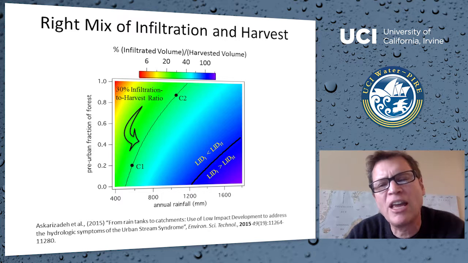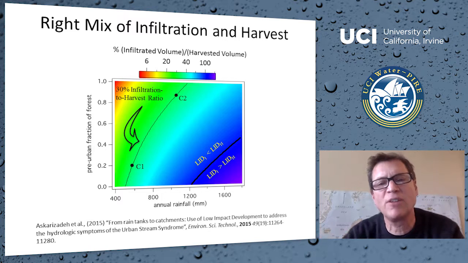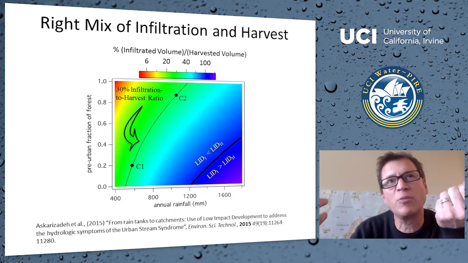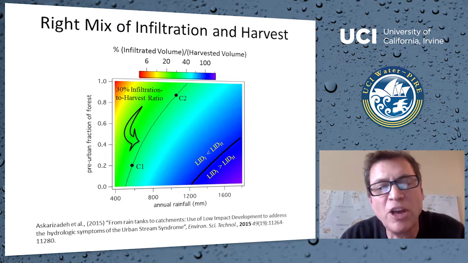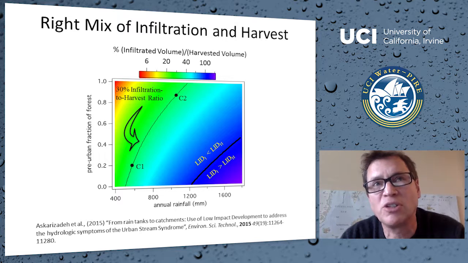The other thing I wanted to point out is that thin line that goes through Pasadena, C1. That essentially corresponds to the 30% infiltration to harvest ratio. So in Pasadena, we would ideally have a combination of LID that captured all the runoff, and that 30% of the runoff was infiltrated relative to harvested. The other thing that's interesting is that line crosses through C2, which is a very, very different environment. That would be Baltimore, Maryland, a much wetter region with a much higher pre-urban fraction of forest. So you can have the same infiltration to harvest ratio in very different regions of the world.